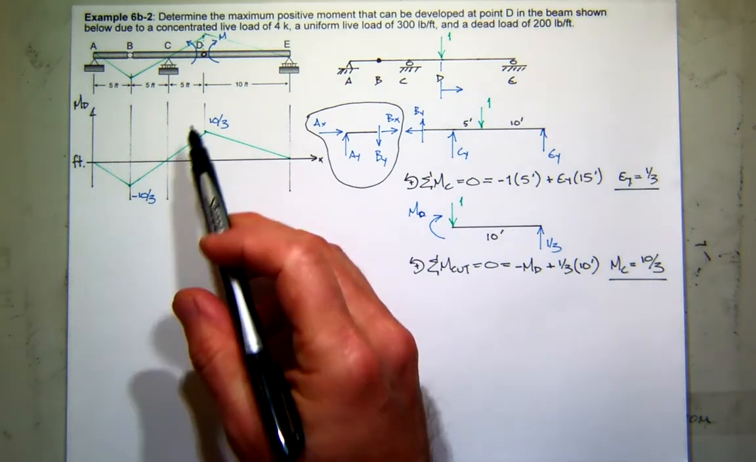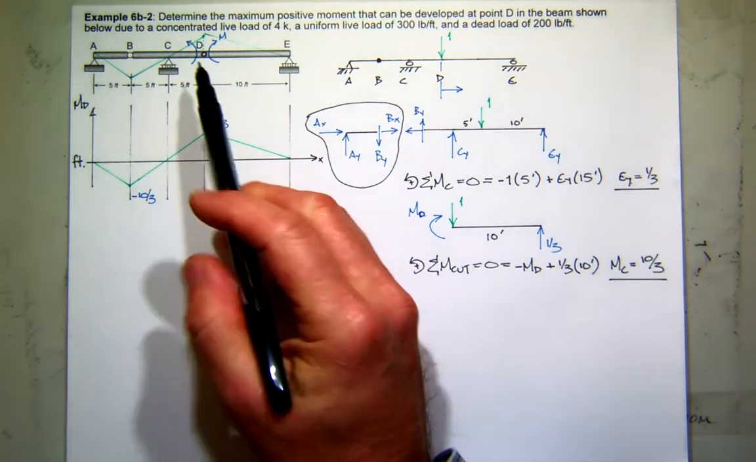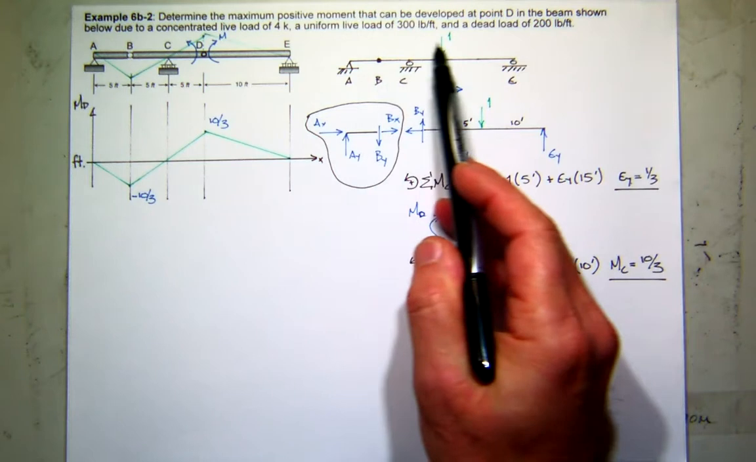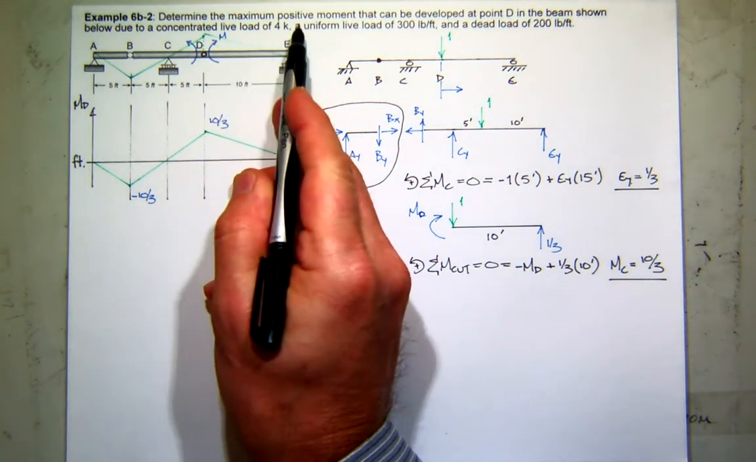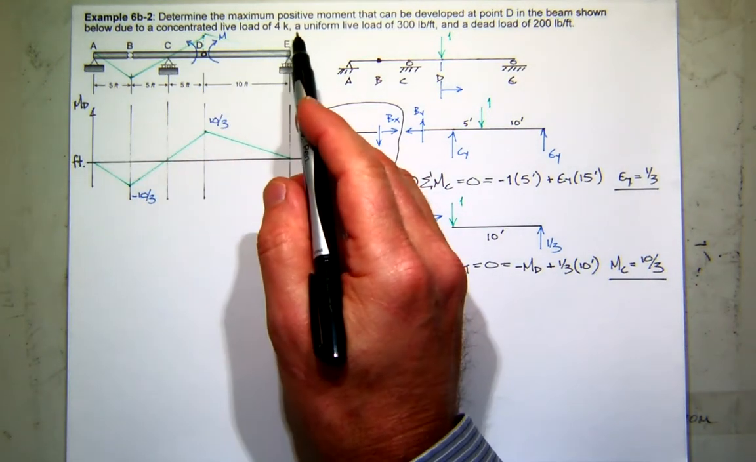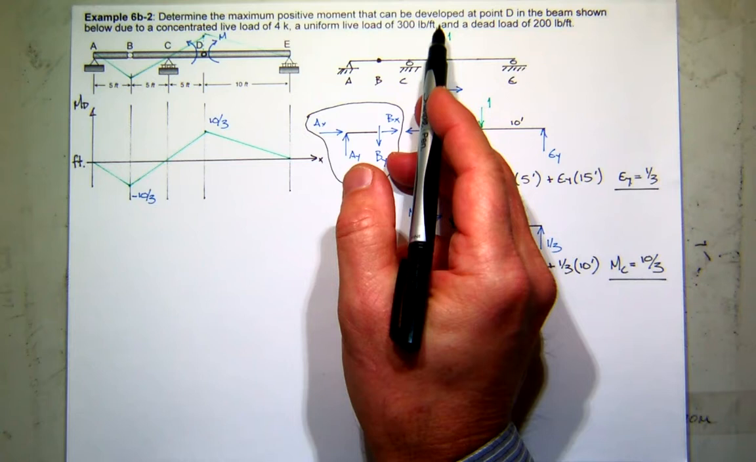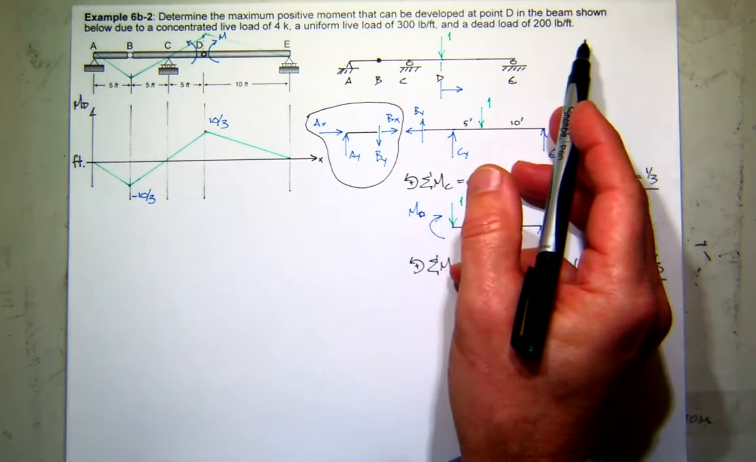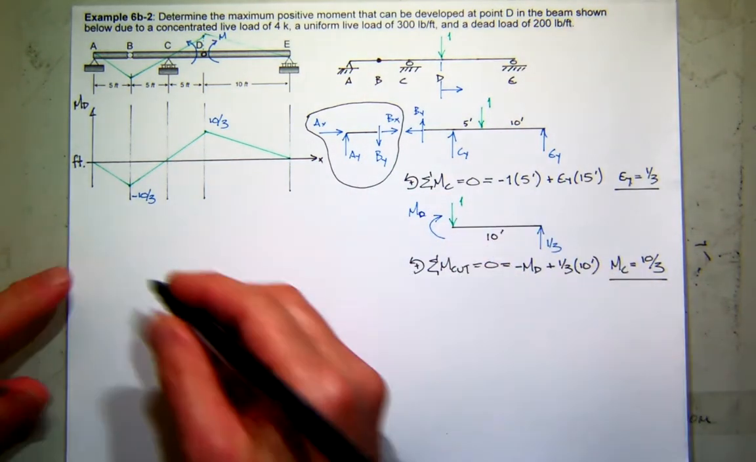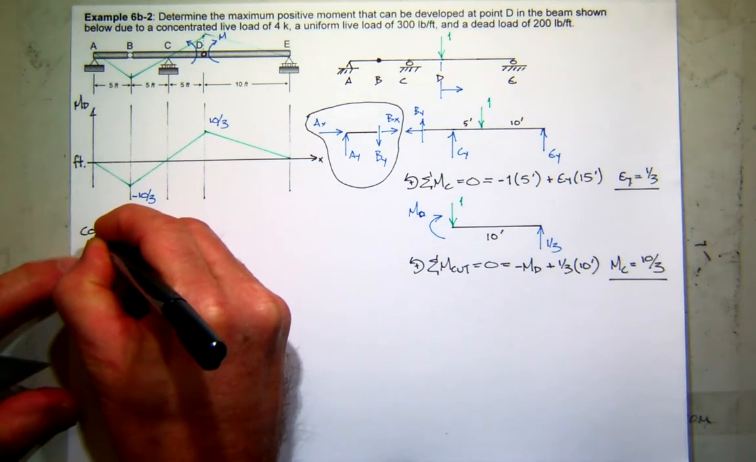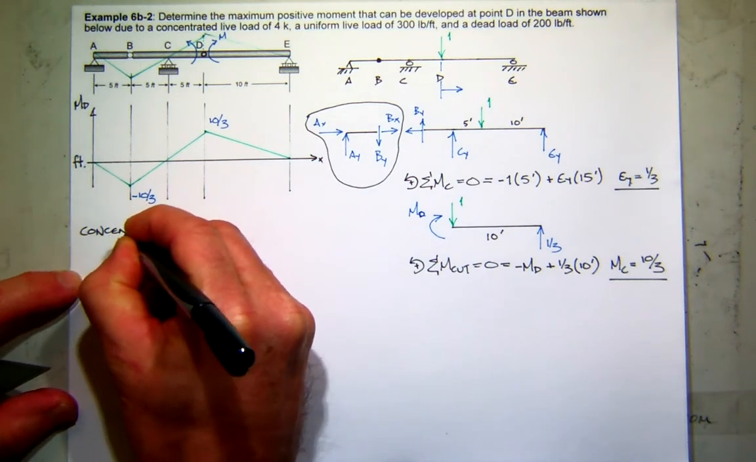So now that you have the influence line, we can solve the rest of the problem. So which part do you want to do first? We've got 3 loads to consider. We've got a live concentrated load of 4 kips, a live uniform load of 300 pounds per foot, and a dead 200 pounds per foot. Yeah, we can do the concentrated live load. So let's do the concentrated live load.